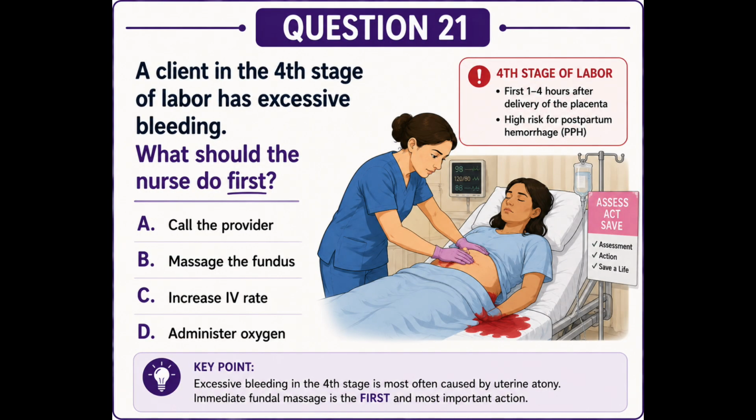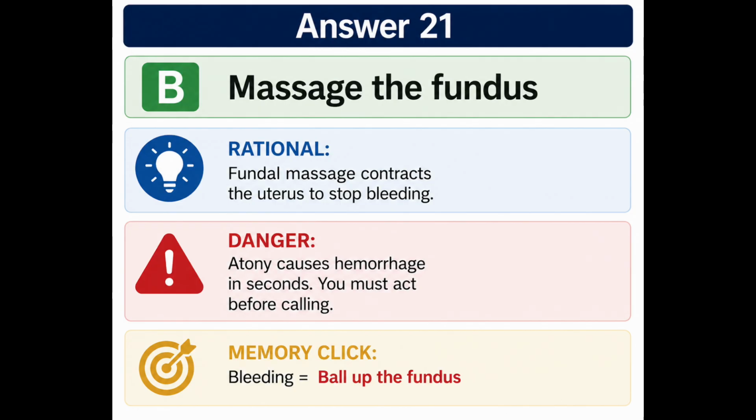Question 21. Fourth stage labor. A client in the fourth stage of labor has excessive bleeding. What should the nurse do first? A. Call the provider. B. Massage the fundus. C. Increase flow rate. D. Administer oxygen. Answer: B.